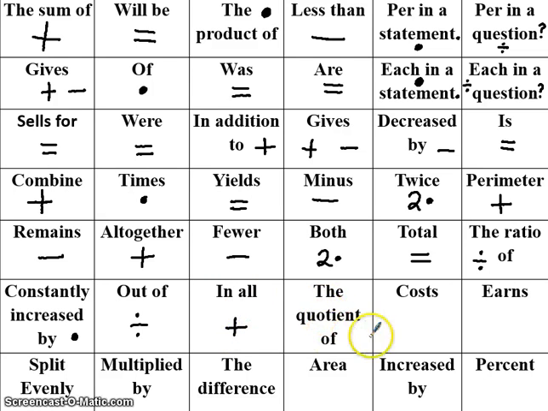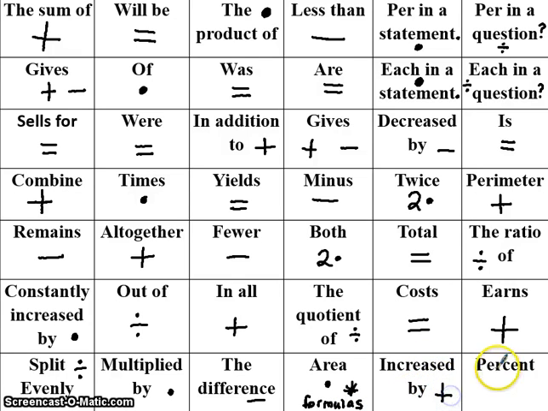The quotient of, divide. Costs equals. Earns, add. Split evenly, divide. Multiplied by, times. The difference, subtract. Area, multiplication. However, you need special formulas for area. See your formula sheets. Increased by, add. And percent is a symbol of division.